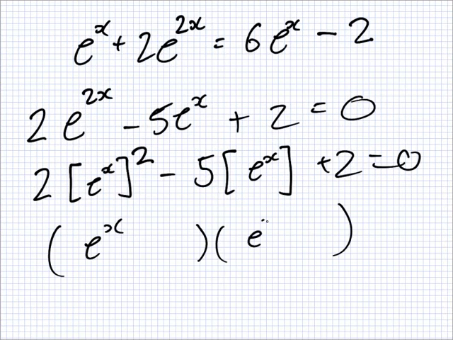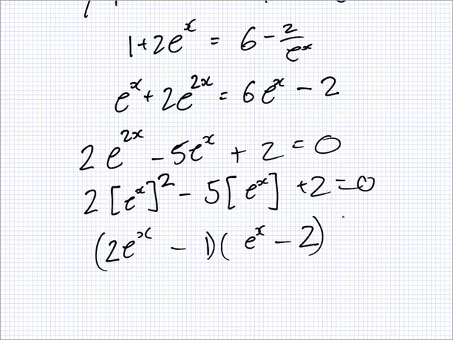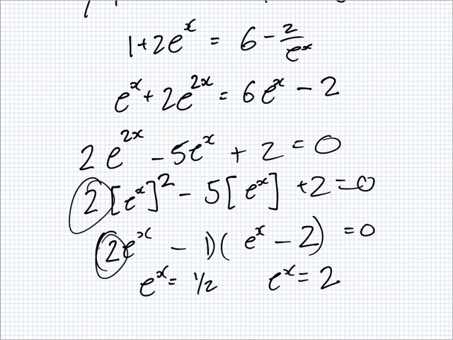It has 2 and a half. These are the factors. So it has 2 roots. In this case it does, but not always. e to the x equals a half, and here e to the x equals 2. I thought it was supposed to be minus 1 minus 4. No, because I need to have a 2 in the front here. You can use the quadratic formula if you like.